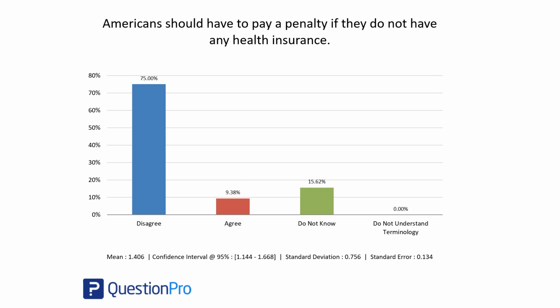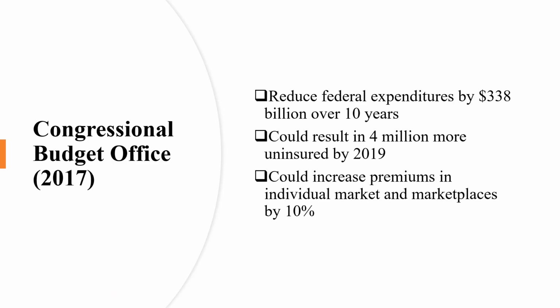Now the Congressional Budget Office, when legislation is introduced, it's the job of the Congressional Budget Office to estimate its impact. And when it came to the elimination of the tax penalty with the individual mandate, they said that it would reduce federal expenditures by about $338 billion over 10 years. And they also added that it could result in 4 million more uninsured individuals by 2019, and also increase premiums for health insurance in the individual market as well as the marketplaces. And again, we'll talk about marketplaces in a bit.